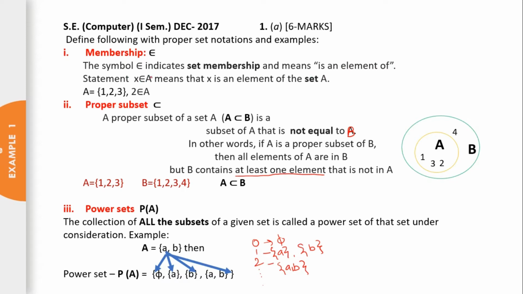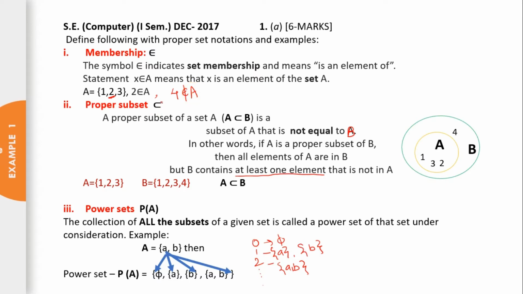The statement x belongs to A means that x is an element of set A. For example, A is a set with elements 1, 2, 3. Now here I can tell that 2 belongs to set A, and to write an element which doesn't belong, I will write 4 doesn't belong to my set.